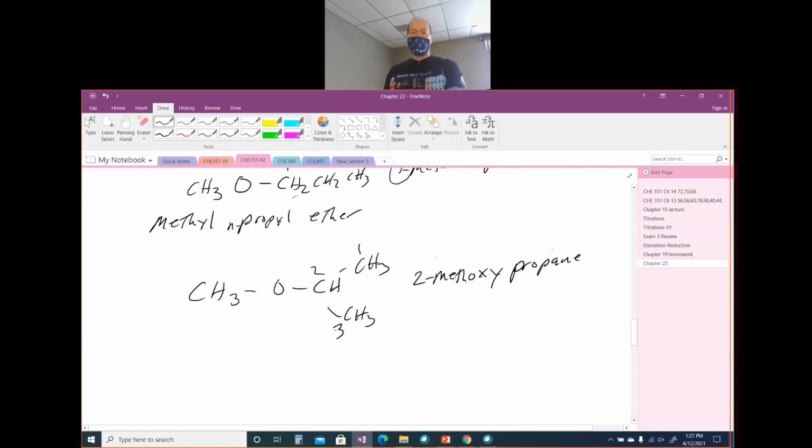All right, and then your IUPAC name. So here is where your iso, sec, and tertiary, those are used for alphabetical order. Your di, tri, and tetra are not used for alphabetical order. So here you've got methyl, and here you have isopropyl.